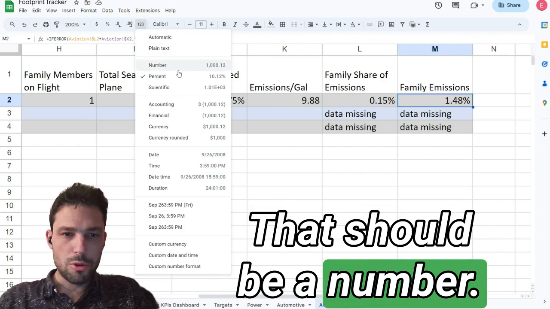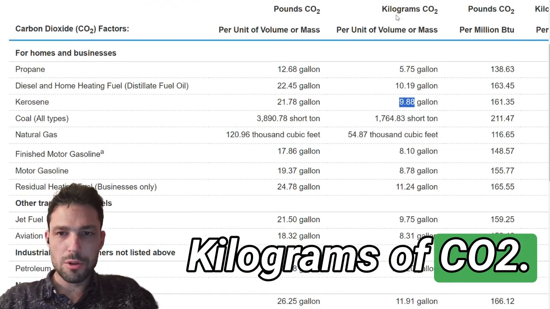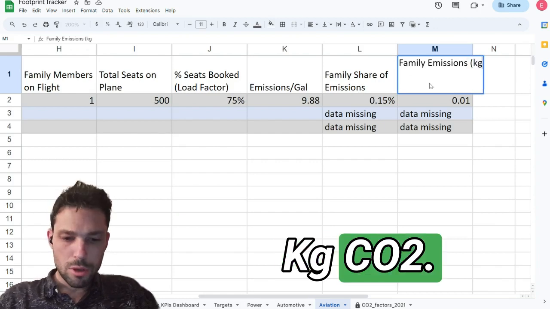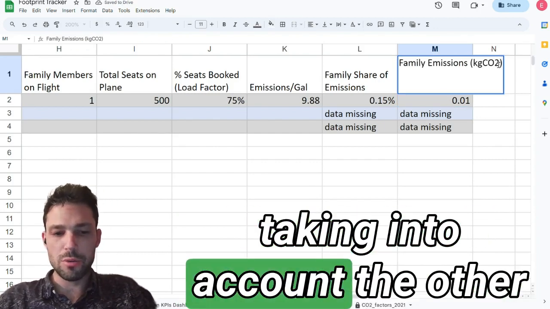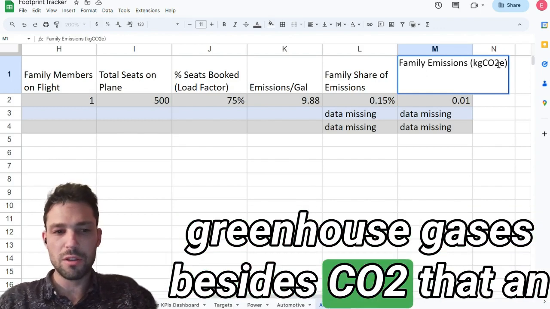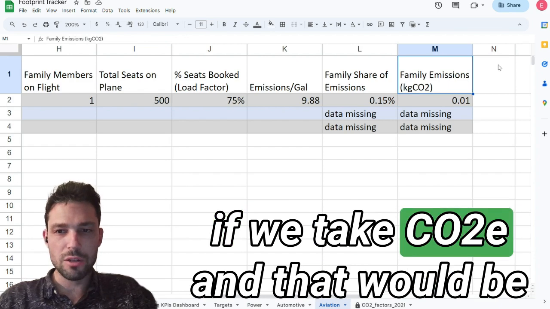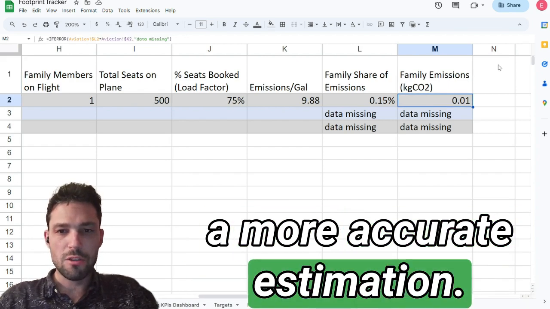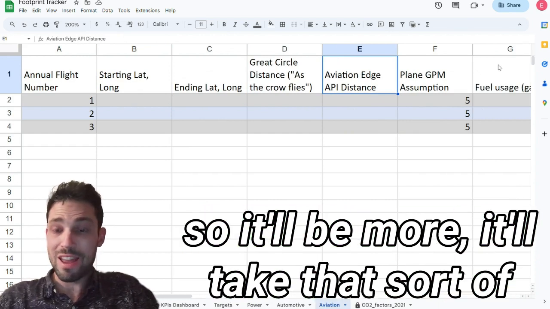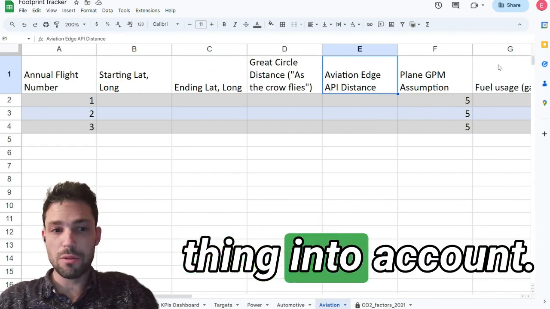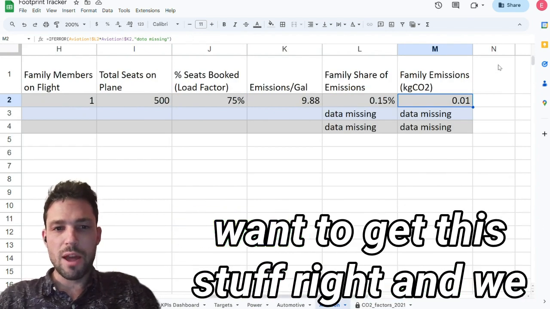What are the units? Kilograms of CO2. And really, we should be doing CO2e, carbon dioxide equivalent, taking into account other greenhouse gases besides CO2 that a plane emits, but that's not the units we're in. It's going to be higher if we take CO2e, and that would be a more accurate estimation. I believe that the API data from Aviation Edge will take that sort of thing into account. So that's the kind of nerdy deep dive that you need to go on if you actually want to get this stuff right.